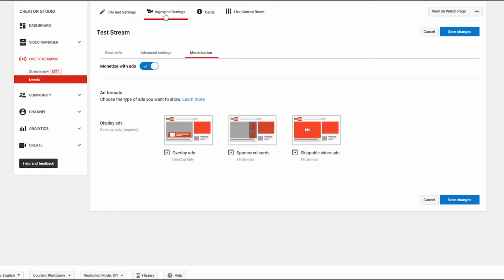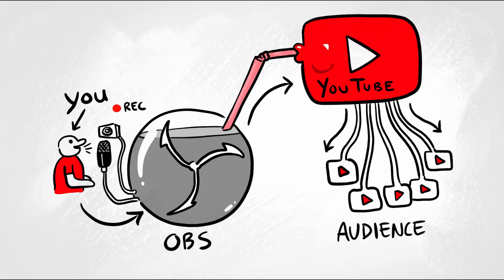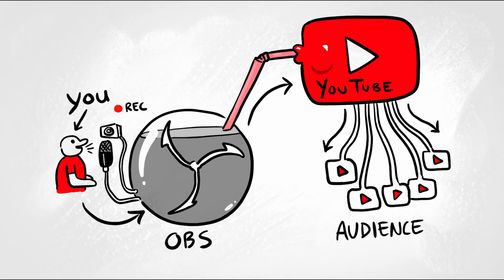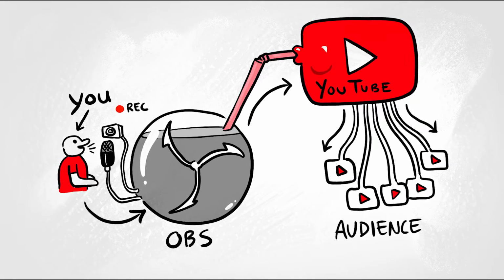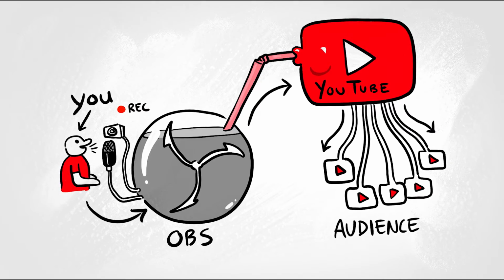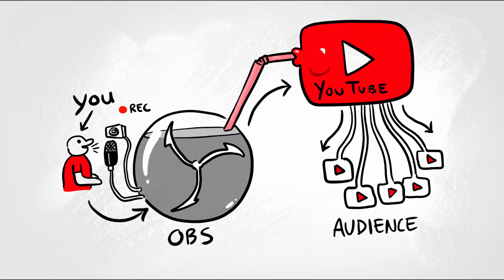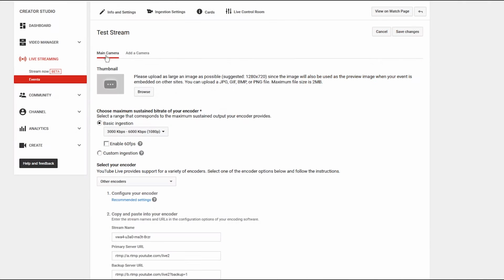Now let's go to ingestion settings. You could think of ingestion like YouTube is eating the live stream from OBS. So OBS captures the live stream and then it sends it to YouTube and YouTube slurps it up and it delivers it to your audience. So you can have multiple cameras or multiple live stream sources. Let's say if you had two computers, you could live stream from both of them, but typically you're just going to want to use one.